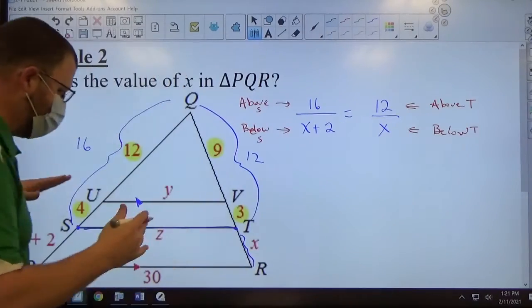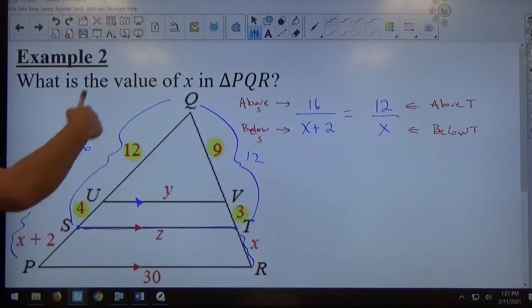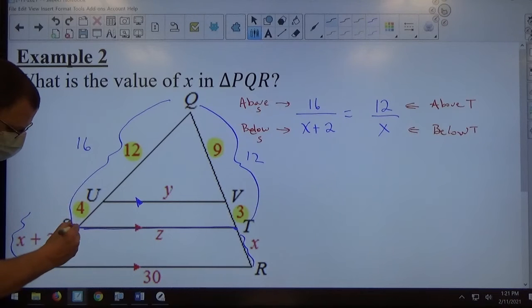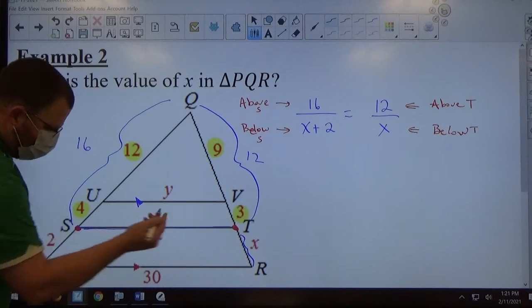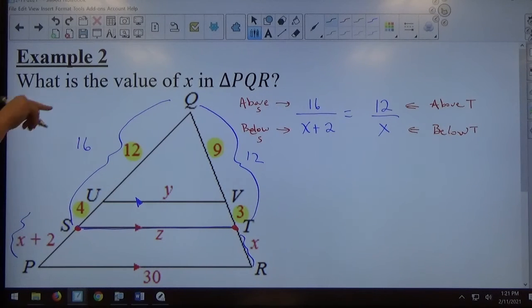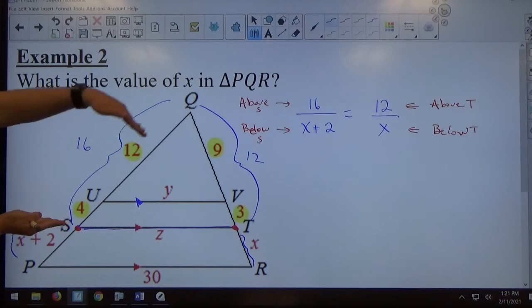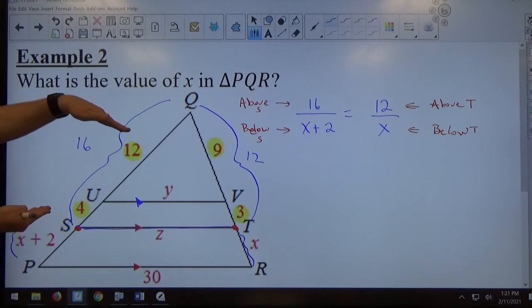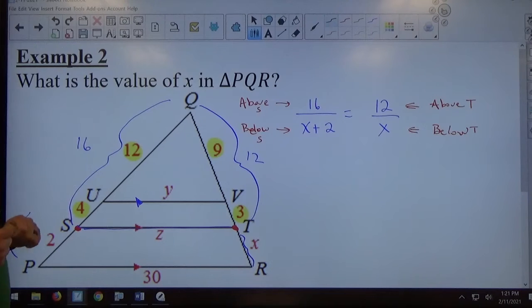Okay, so again, with the side splitter theorem, you see your parallel lines in this triangle picture. S and T are the points of interest. Above and below is what goes in the proportion over there. 4 plus 12 is 16, not just 4 or just 12. All right.